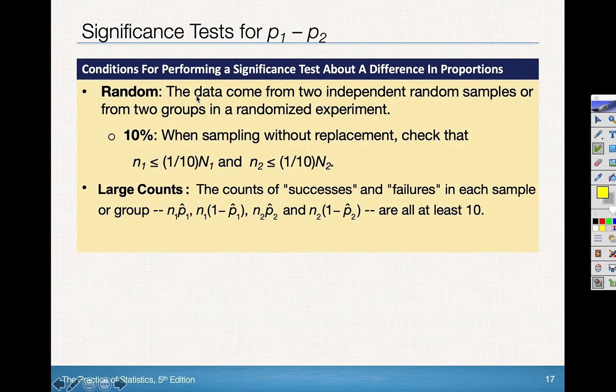How does this relate to chapter 9? In chapter 9, section 2, the data had to come from a random sample or randomized experiment. Here we have to check it twice: 2 random samples or 2 experimental groups. Check the 10% condition if you are sampling, not in an experiment: the populations are both bigger than their samples. Then the counts of successes and failures in each group, n1p1, n1 times (1 minus p1), and so on, must be at least 10. Nothing's changed from what I showed you on this slide about 10 minutes ago.